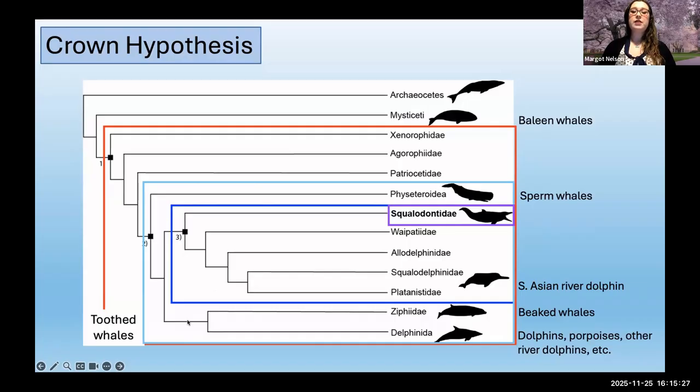So parsimoniously, this raises some questions. If this is the case, we want more evidence. My hypothesis was that by revising the Squalodontidae, by including more of them in phylogenetic analysis, because this whole family has been historically represented by only one species, Squalodon calvertensis, we could solidify the position of this family within the phylogeny of Odontocetes, or toothed whales.